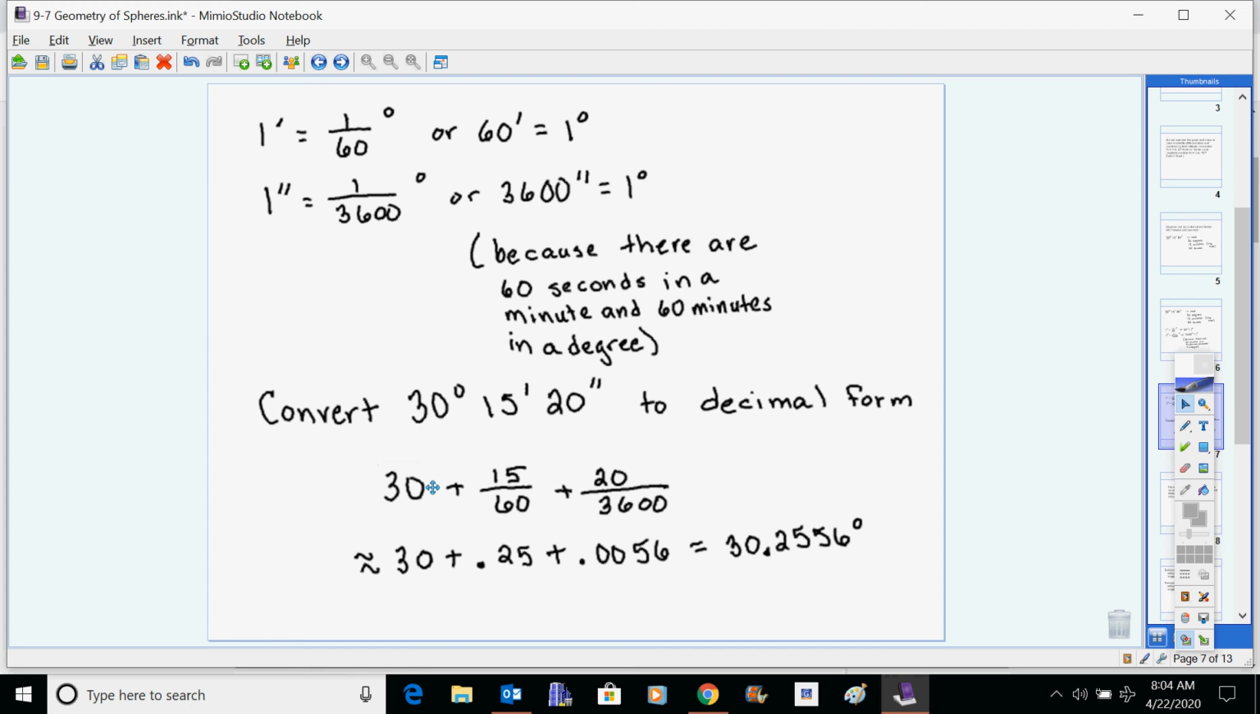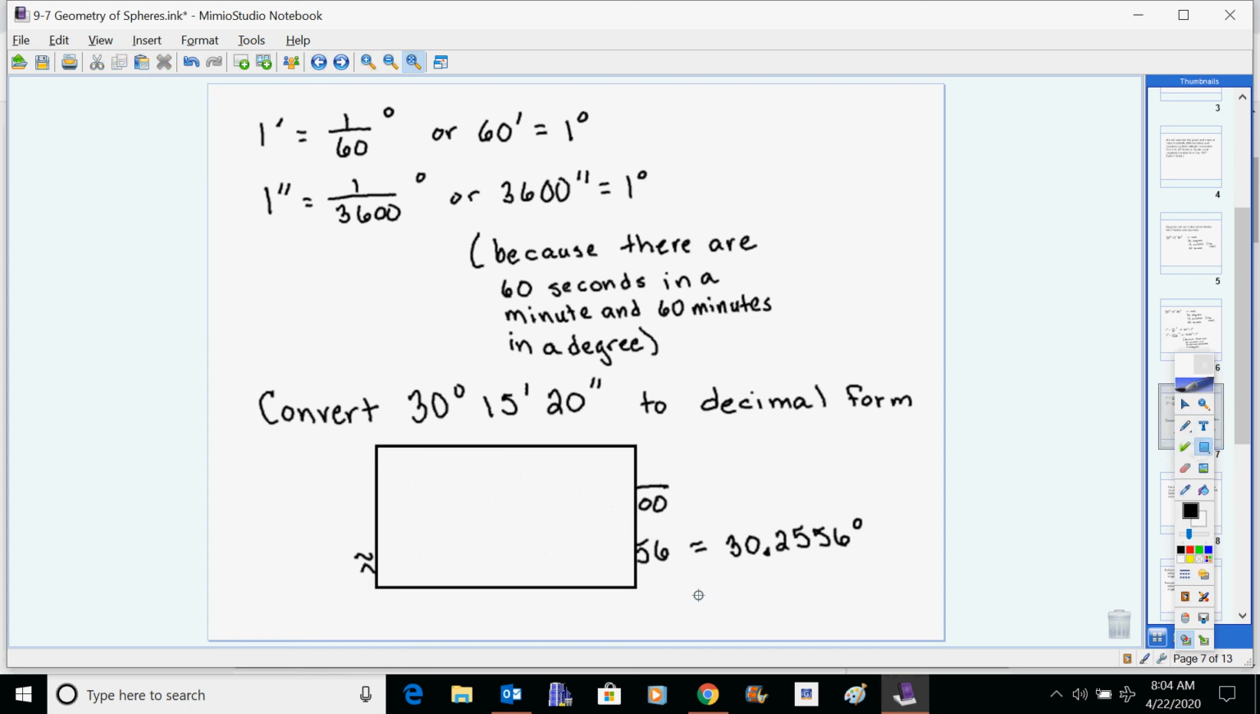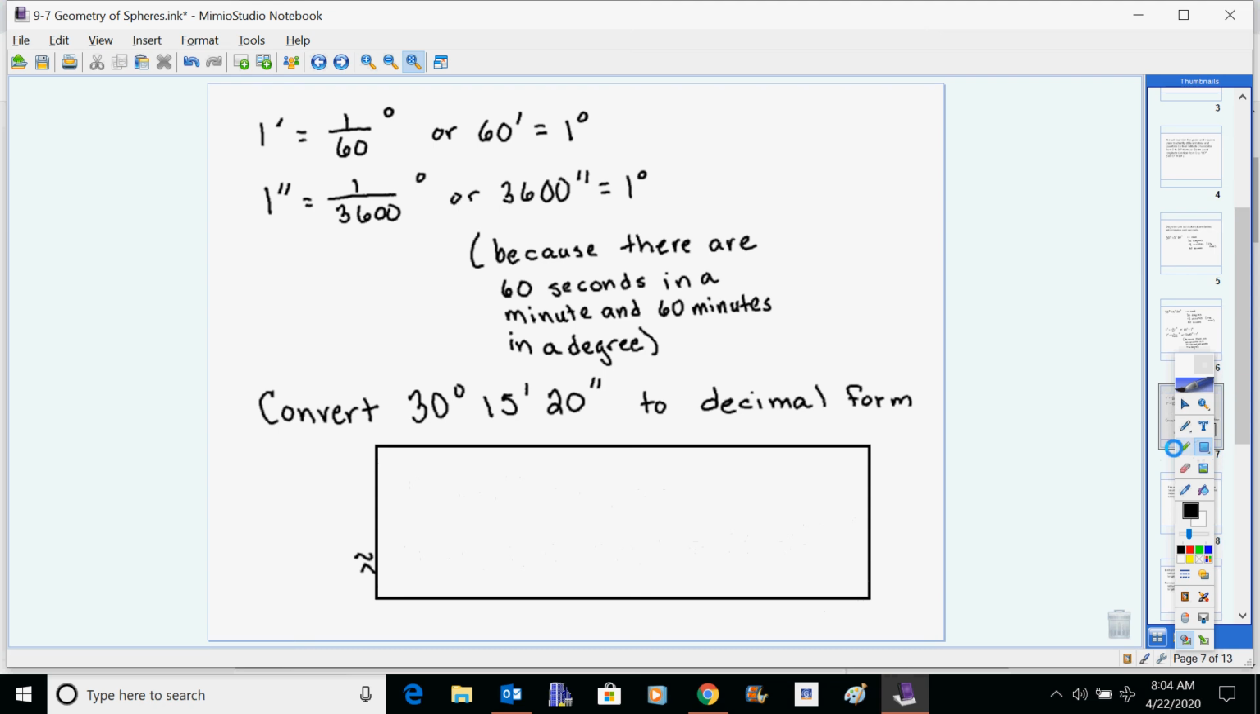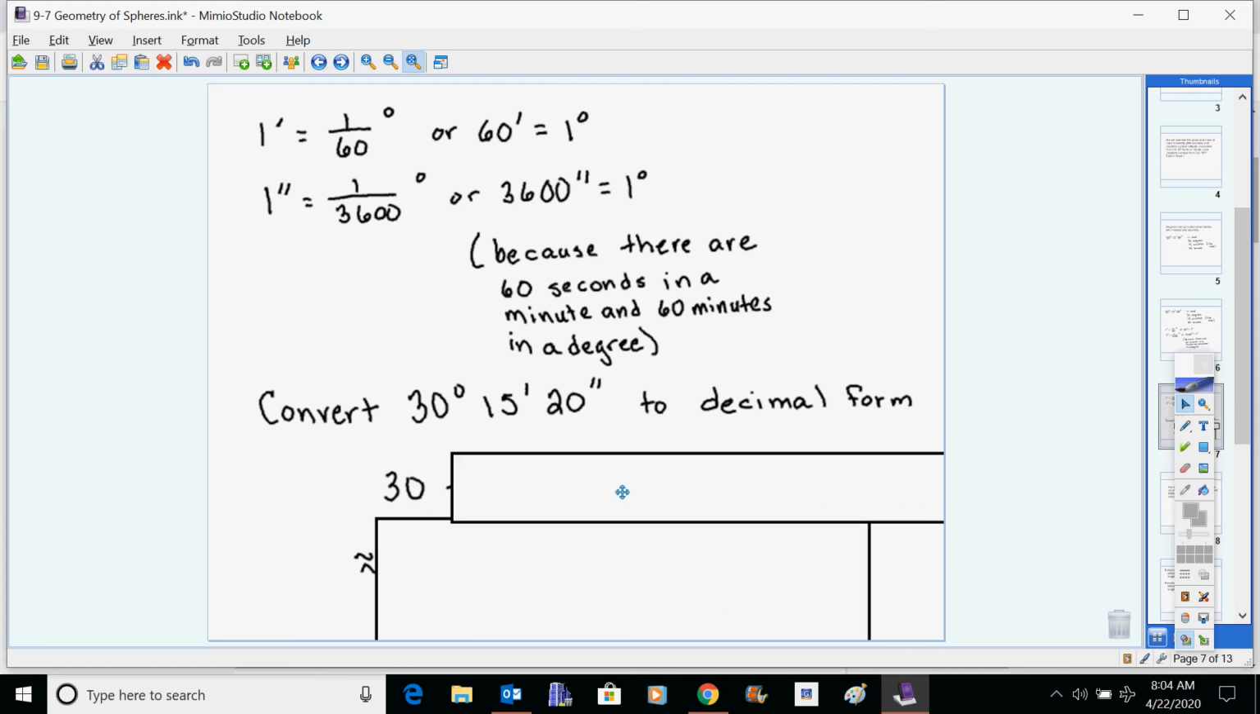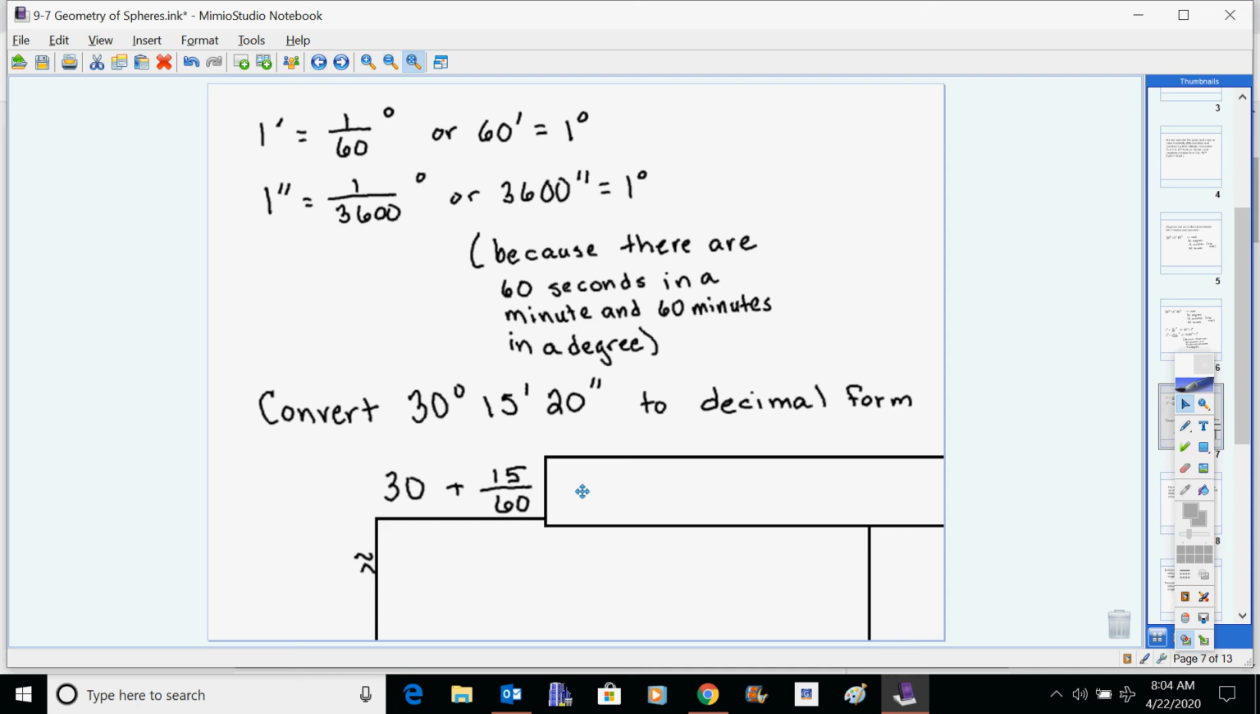Into degrees with decimals. So here's our process for this. Let's break this down a little bit better. I want to make it into decimal form, and it's not as hard as you might think. I have 30, that's like our whole number, 1, 15/60ths, because this is a part of a whole degree. It's 15/60ths of a degree because there's 60 minutes in a degree.